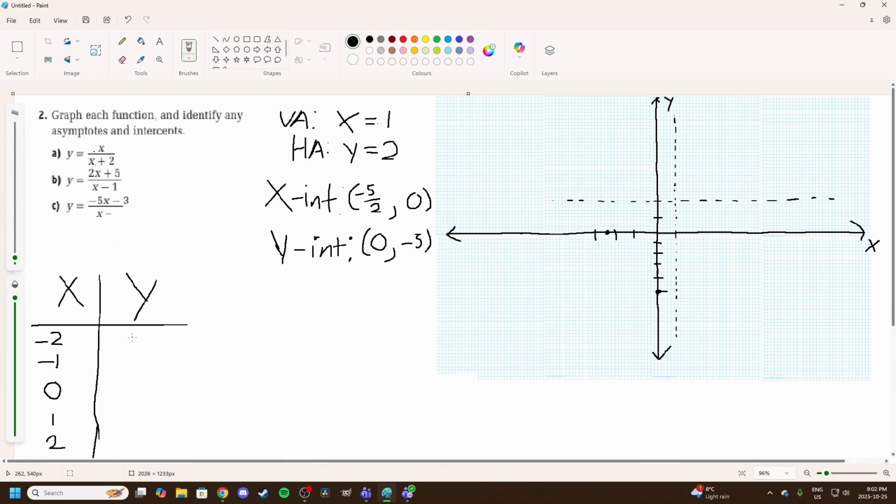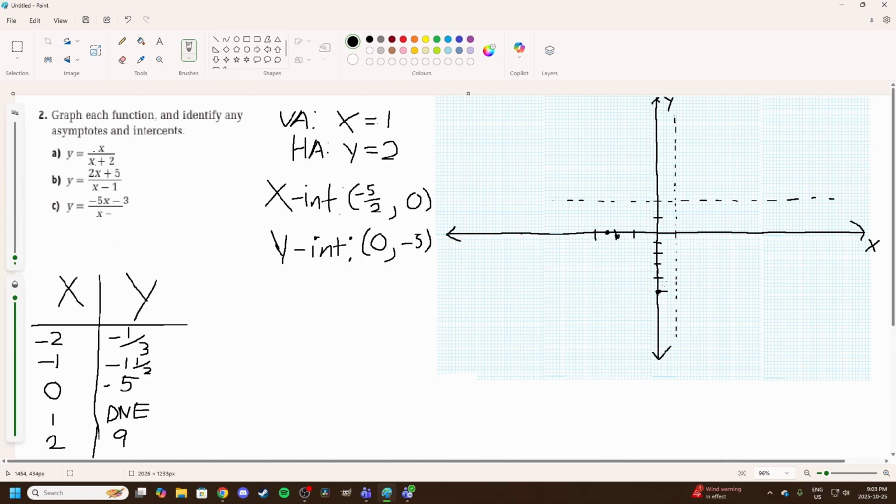So all I'm going to do is, once again, use my calculator and plug in these values, right? Okay, so I was able to get some more points. And all I'm going to do is put them onto our graph paper here. Let's see, negative 2, that's 1/3. That's pretty low.